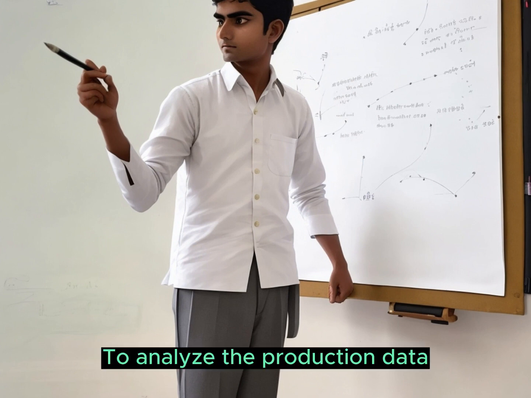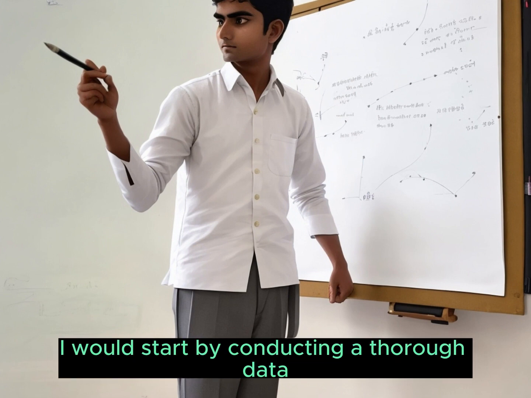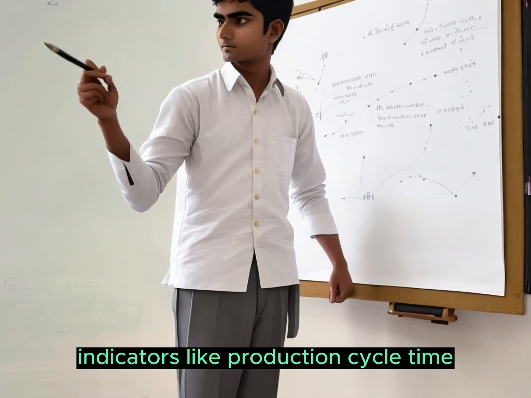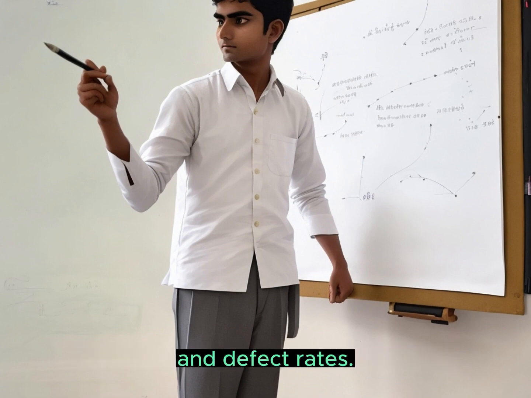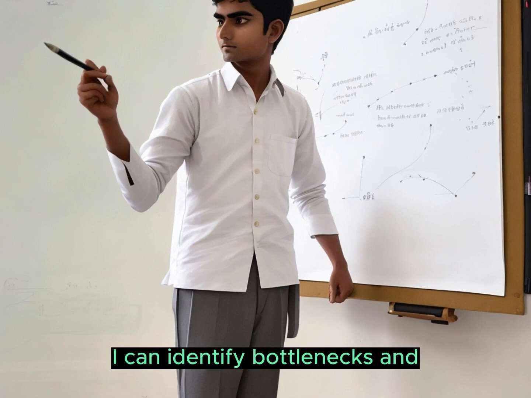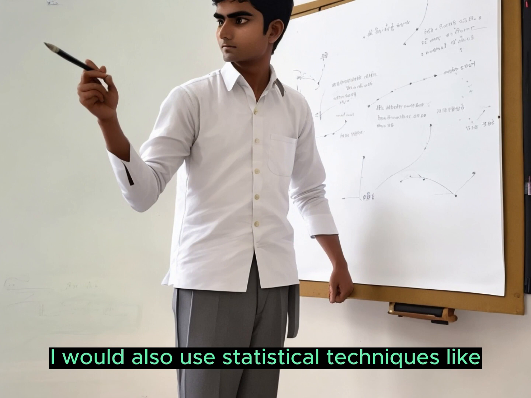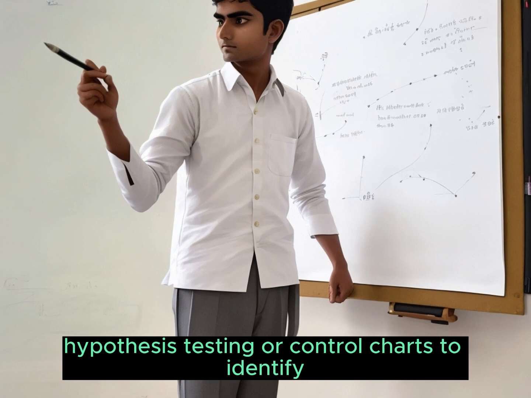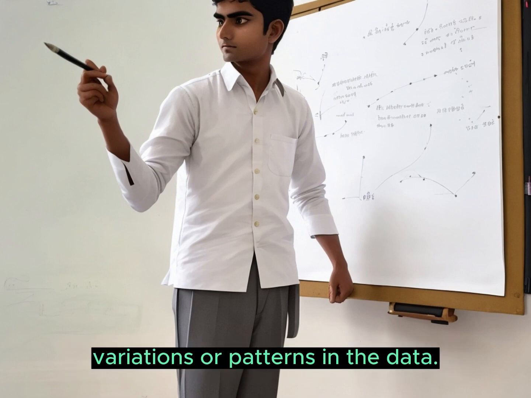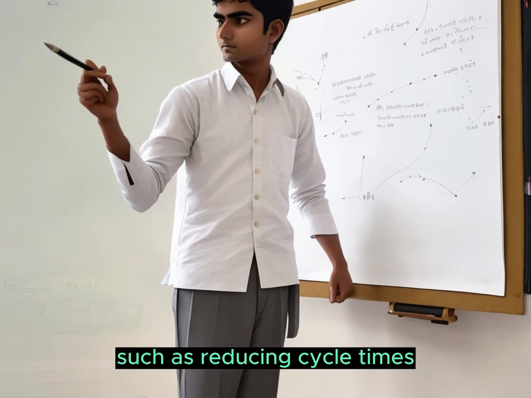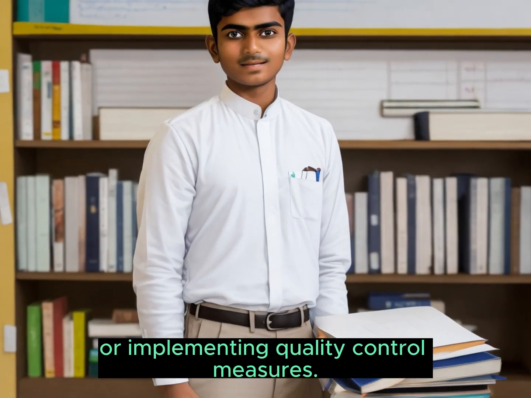To analyze the production data and identify areas for improvement, I would start by conducting a thorough data exploration to understand the relationships between the different parameters. I would calculate key performance indicators like production cycle time, machine utilization, and defect rates. By analyzing these metrics, I can identify bottlenecks and inefficiencies in the production process. I would also use statistical techniques like hypothesis testing or control charts to identify any significant variations or patterns in the data. Based on the analysis, I can provide recommendations for process optimization, such as reducing cycle times, improving machine maintenance, or implementing quality control measures.